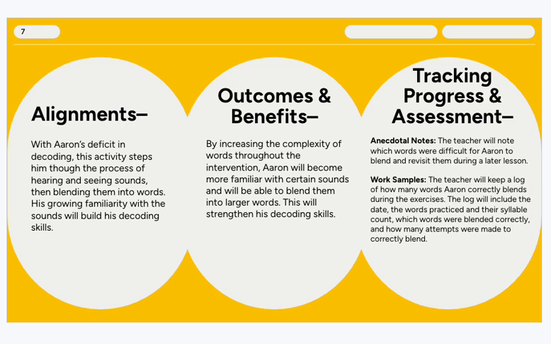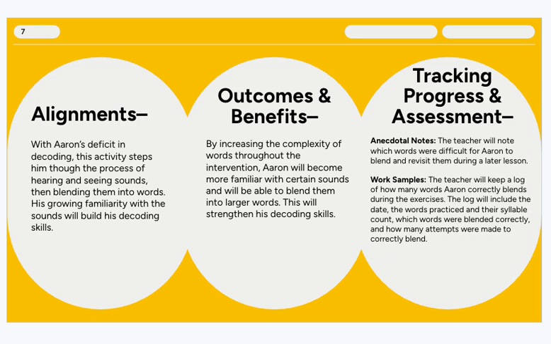This activity would align with Aaron's deficit in decoding. This activity steps him through the process of hearing and seeing the sounds, then blending them into words, and then finally being able to spell them. His growing familiarity with the sounds will build his decoding skills. Our hopeful outcome is by increasing the complexity of the words throughout the intervention, Aaron will become more familiar with certain sounds, and then will be able to blend them into larger words, thus strengthening his decoding skills.